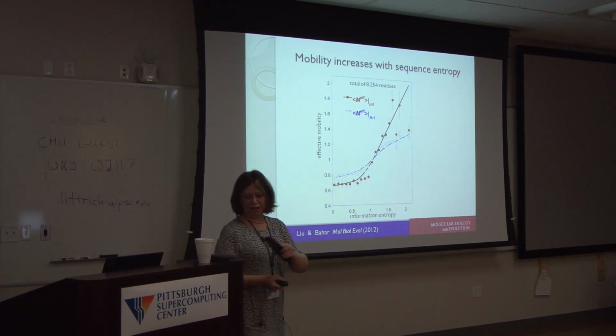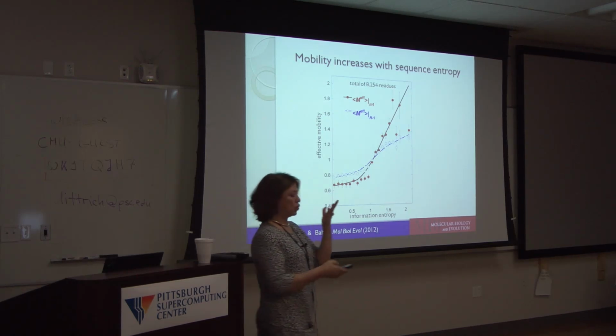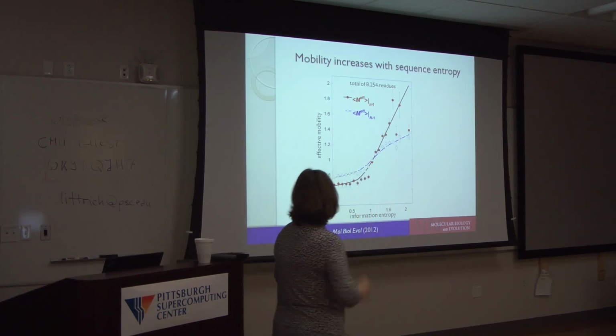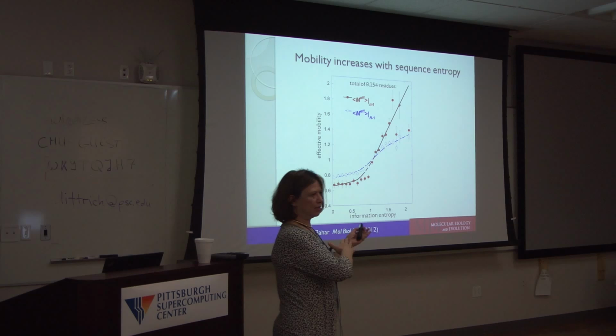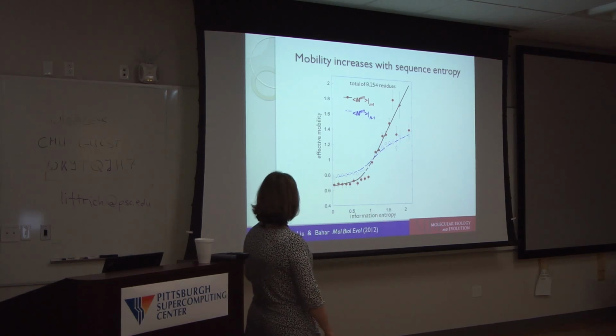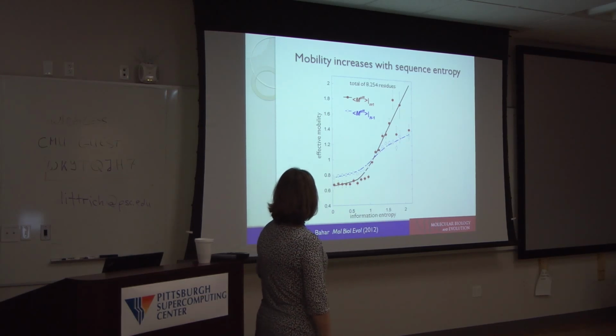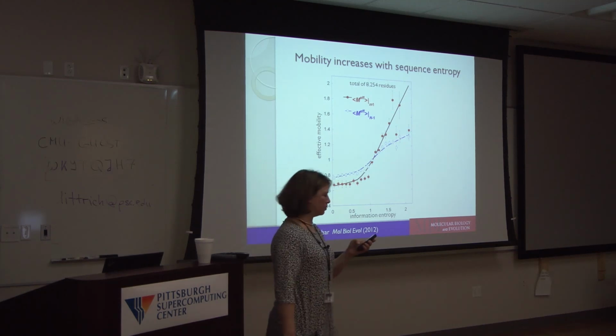So now we have this type of plots. You can see more directly how the information entropy, and each point here represents the results from multiple proteins, increases with effective mobility.